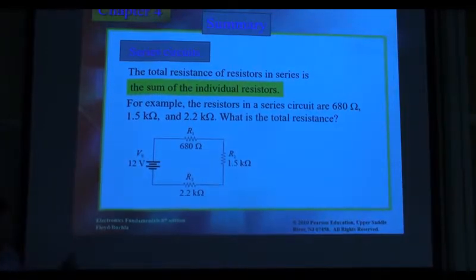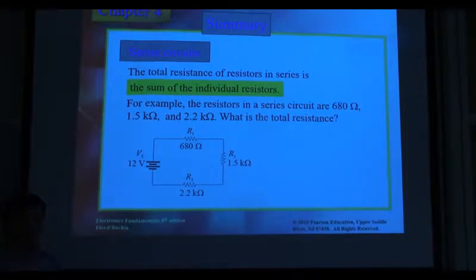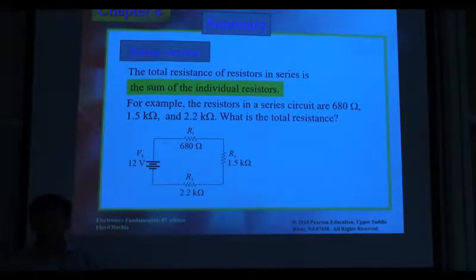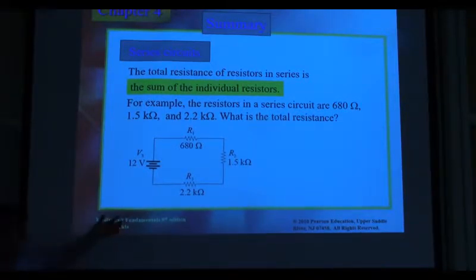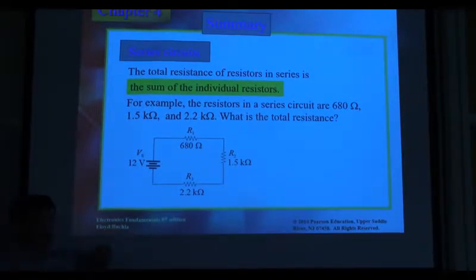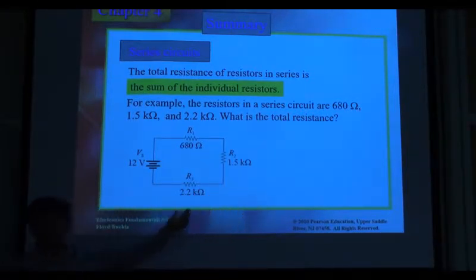And we know this is a series circuit. So the total resistance will be the total of the individual resistances. So that means you add all these three together. So now we need to use the technique we learned in the previous lectures, how to add these numbers. Looks like these numbers have different units. This is K, this is K, this is 680. So that means you cannot directly just add these numbers, 680 plus 1.5 plus 2.2. That's not going to work.